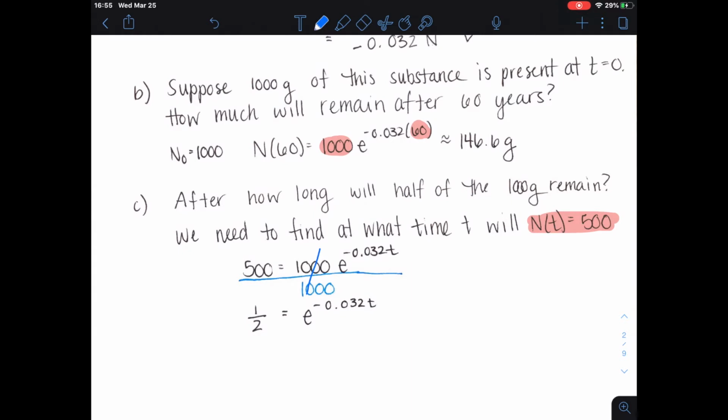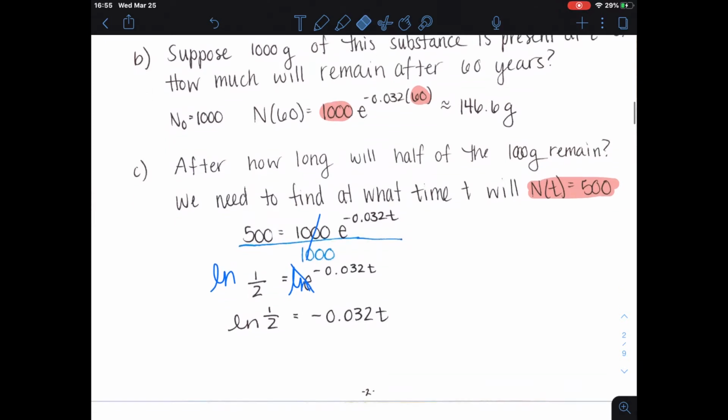So if you go ahead and take the natural log of both sides, it's going to make the natural log and the e cancel. So natural log of 1/2 is negative 0.032t. You can break that apart just to kind of see it's going to be similar to the last one. Natural log of 1/2, because it's division, you can write as natural log of 1 minus natural log of 2.